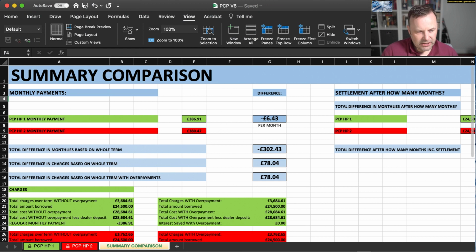Well, simply, it comes from the fact that the monthly payments, if we run it full term, are £302.43 in total cheaper. However, you've got one more monthly payment to make on the red example here of £380.47. So essentially, £380.47 less £302.43 gives us this value here. So you can see, yes, it's cheaper monthly, but it's £78 more expensive because there's one more month. So that's quite useful to see.